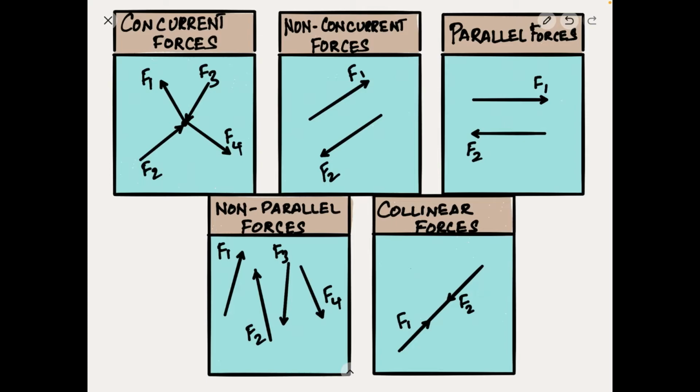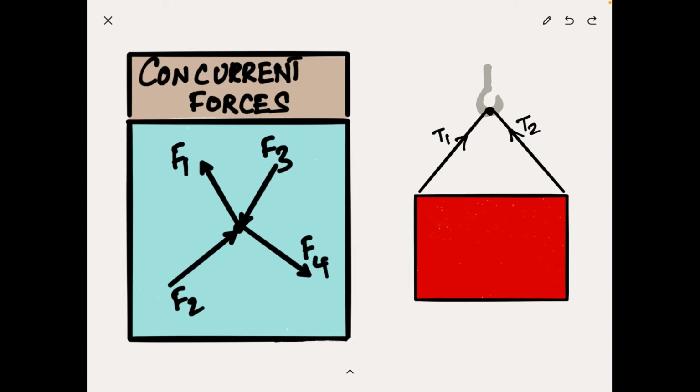Let's look at these one by one with an example. First is the concurrent forces. As you can see, if a system of forces share one single point of application, then they are concurrent to each other. A good example of this would be the tension force acting on the hook of a crane lifting a container. As you can see, the tension forces from the strings T1 and T2 have a single point of application on the hook. So, we can fairly say that these two forces are concurrent forces.